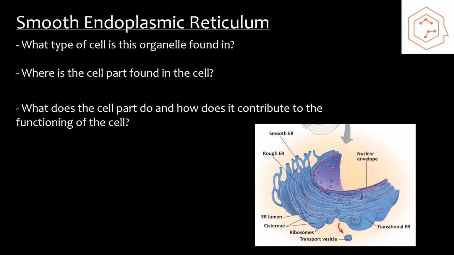So the smooth endoplasmic reticulum has four main roles. We refer to it generally as a biosynthetic factory of the cell. What it does is it can synthesize lipids, it metabolizes carbohydrates, it detoxifies drugs and proteins, and it stores calcium ions.